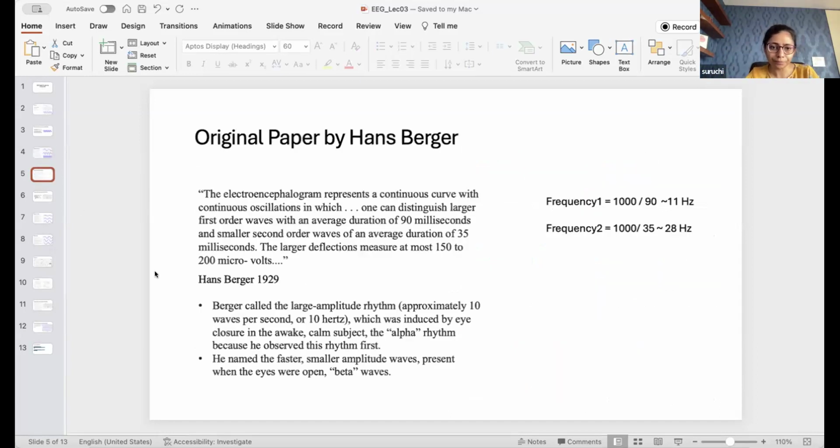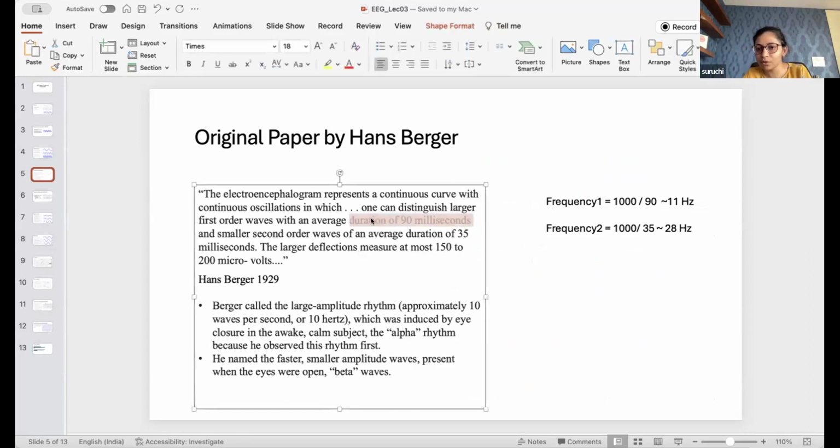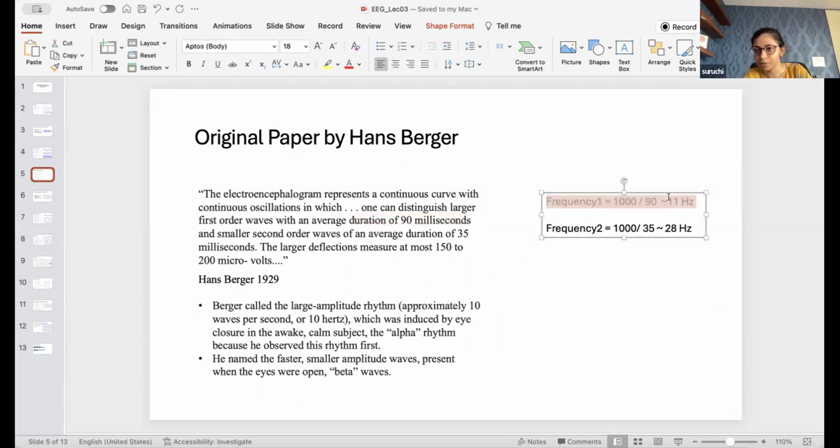This is the original paper. Here I wanted to show that there was a guy back in 1929 who published the first paper on EEG. He said there are two types of waves we observed. One can distinguish larger first order waves with an average duration of 90 milliseconds. You can convert this into frequency. One wave was 90 milliseconds, so the frequency is 1000 milliseconds divided by 90 milliseconds, which comes to around 11 hertz. Because he observed this first, he called it alpha wave.